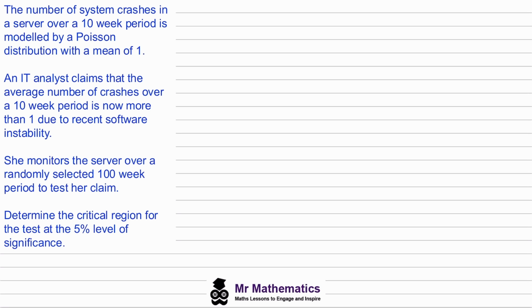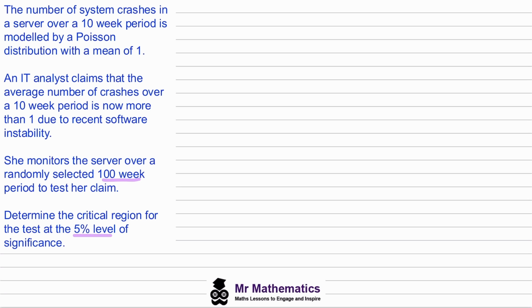So in our first question, we're told that the number of system crashes over a 10-week period has a mean of 1, and an IT analyst claims that the average number of crashes over that period is now more than 1 due to a recent software instability. She monitors the server over a randomly selected 100-week period to test her claim. We need to determine the critical region for the test at the 5% level of significance.